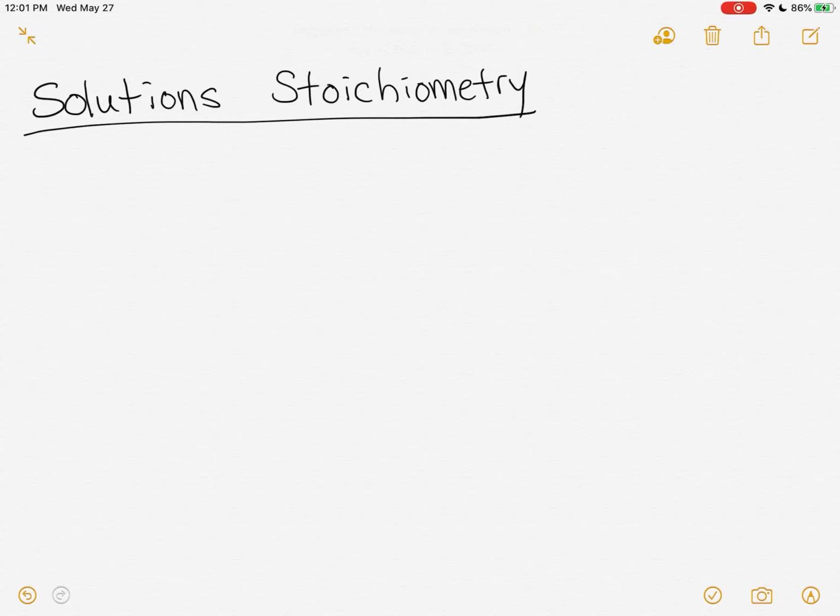So in this video, we're going to have a look at using stoichiometry, but with solutions. The first thing we're going to start out with for solution stoichiometry is a solid, potassium chloride. We're just going to use potassium chloride as our example, and we want to be able to write a reaction that shows what happens to potassium chloride when it is dissolved in water.